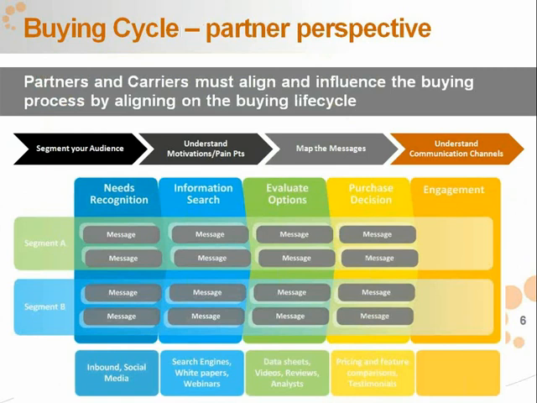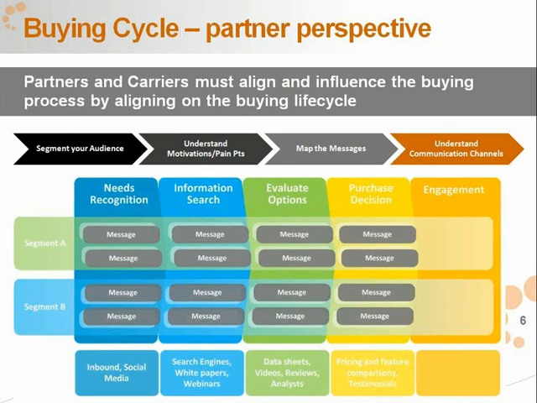From a partner's perspective, and this perspective is important in the insurance business, partners and carriers need to align themselves and also influence the buying process. And again, it's the buying life cycle that basically makes these decisions for you. So if a partner or a carrier in your business is not aligned with your digital strategy, and if your digital strategy is not aligned to the buying life cycle, then there could be problems that could result in drop-offs at any of these segments, whether it's needs recognition or evaluation of options or information search or purchase decision.